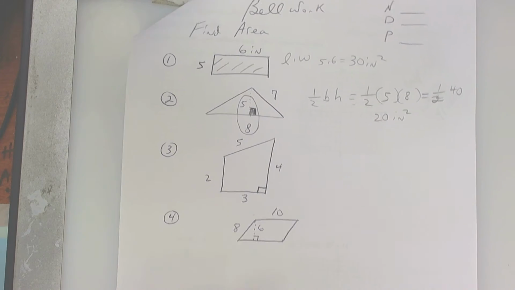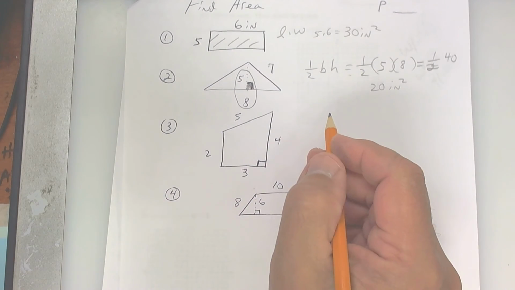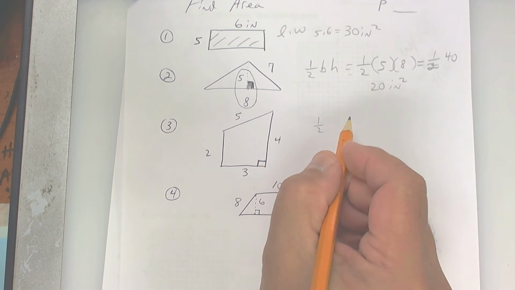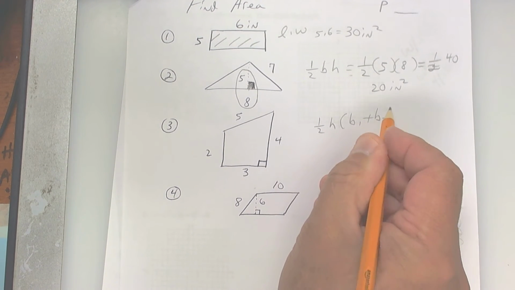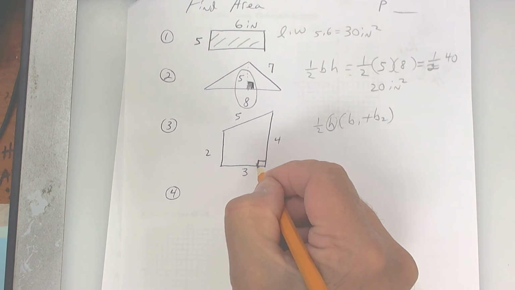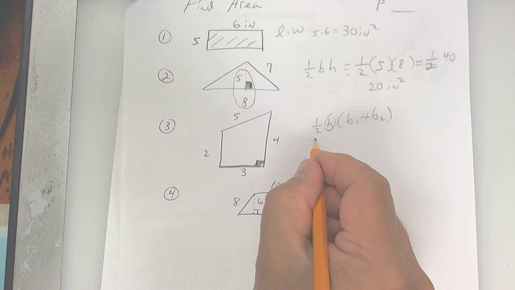All right, this one right here is a trapezoid. Now you're going to have to memorize the trapezoid formula. So it's 1/2 the height times the sum of the two bases. Okay, the height, color your box. The height is actually this one. So it's 1/2 the height.